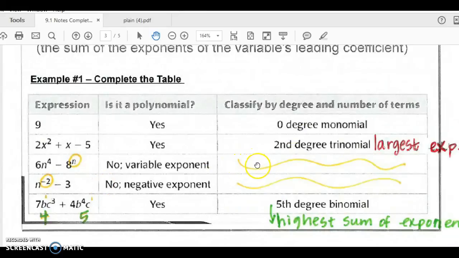Therefore, you cannot classify it by degree or number of terms because it's not a polynomial. Same thing on the next one. n to the negative 2 minus 3 is not a polynomial because it has a negative exponent. So you can't classify it and you can't decide the degree.